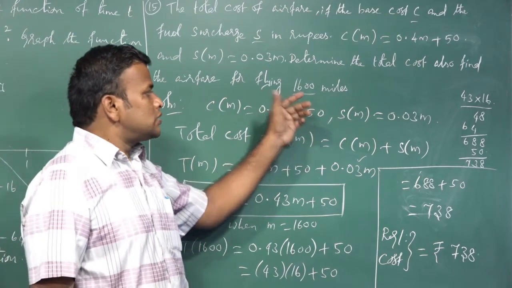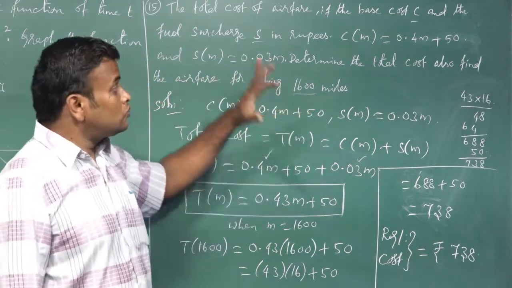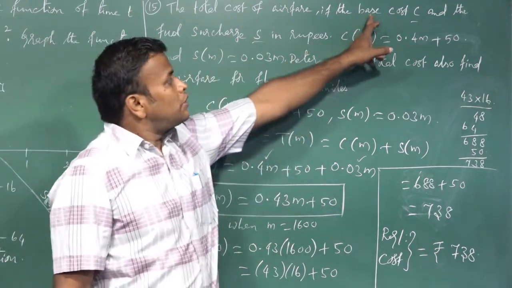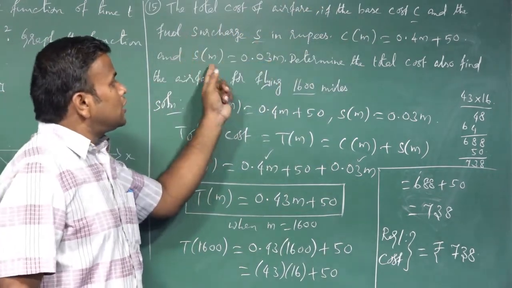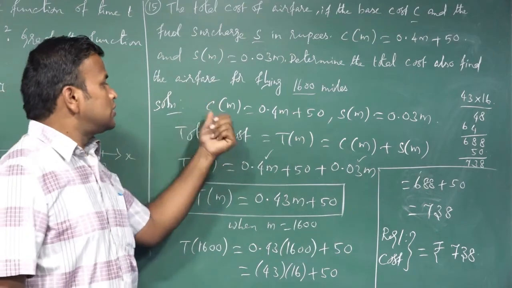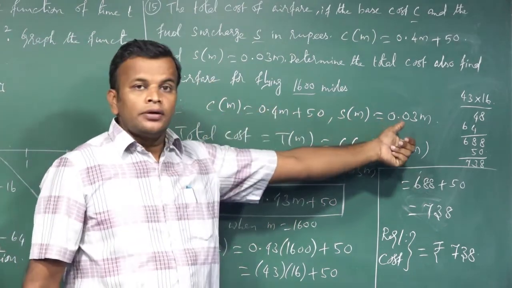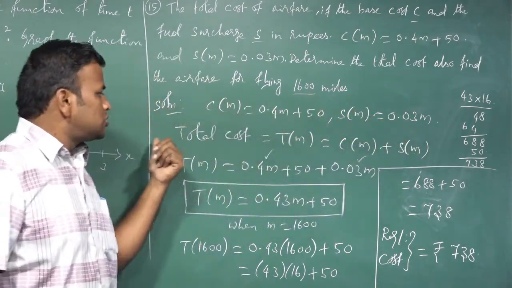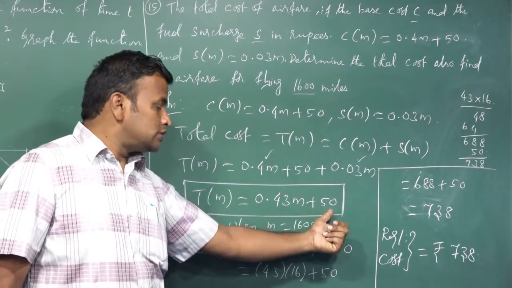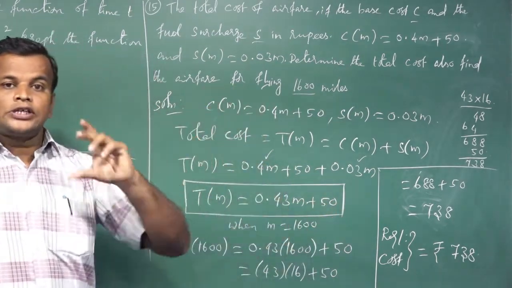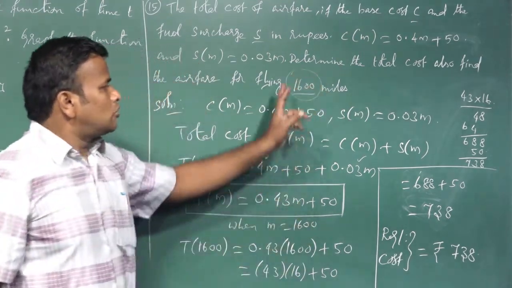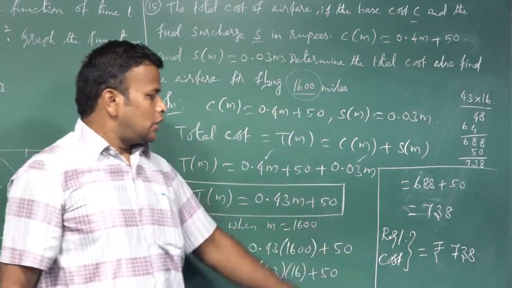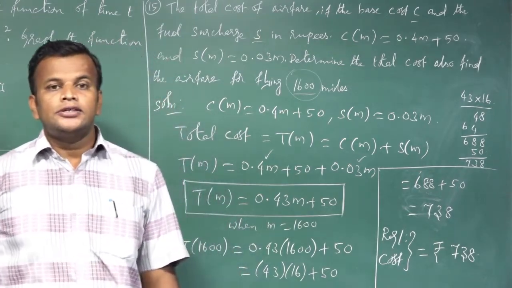So just 1600 miles. There will be two charges given. One is a base cost and another one is a surcharge. Here m indicates miles, so surcharge and base cost both are given in miles. First is the easy one: first we add these two, so it is the total cost. Next, to find the amount when the value of m is 1600, the required cost is 738.